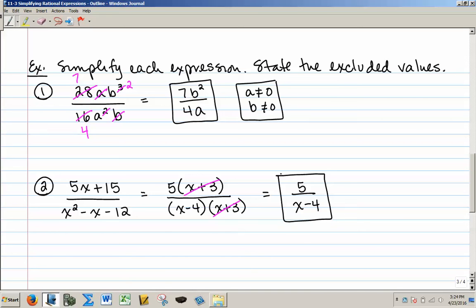And now I need to state my excluded values. To do that, I need to go back to my original denominator. And my original denominator actually factored into an x minus 4 and an x plus 3. So x cannot equal 4, because that would make this 0. And x cannot equal negative 3, because that would make this a 0 as well. Even though I canceled out the x plus 3, I still have to include that as a possible way of coming up with my excluded value.